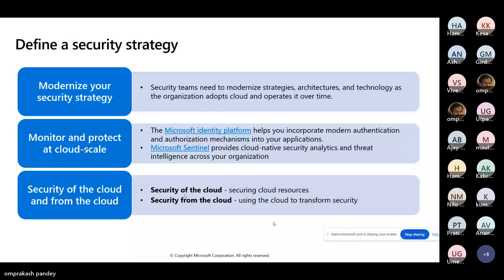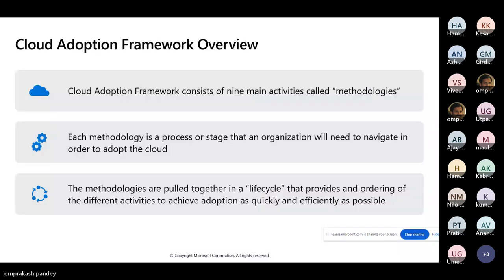If you look at the cloud adoption framework, there are 9 key members over here, which are referred to as methodologies. And each methodology stage that you'll see has a different set of steps mentioned. Different sets of steps within each of them. So what tasks or what set of activities would be performed over here?